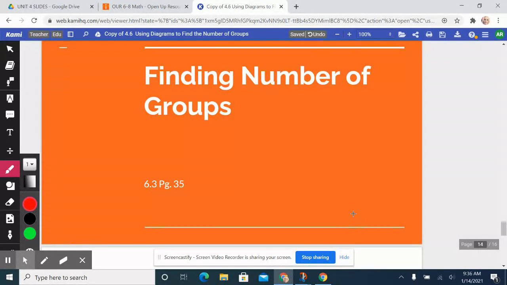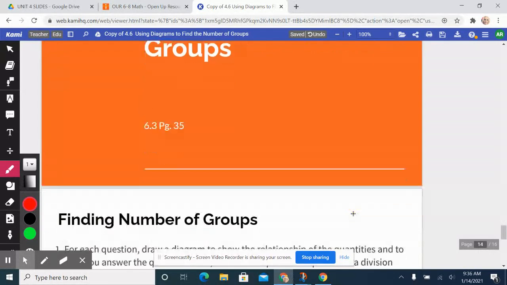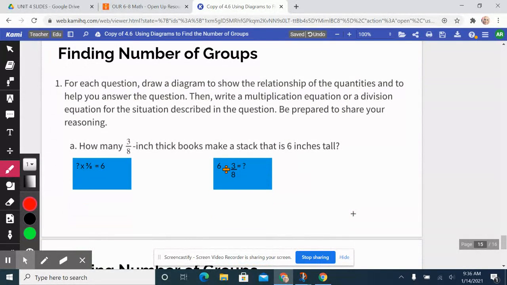So we're just making equations from a sentence. So you're on page 35, and it says finding number of groups. For each question, we are just going to be writing a multiplication and division equation, okay? So how many 3/8 inch thick books make a stack of 6 inches tall? Okay, so something times 3/8, that's from there, is 6, and that's from here. And then remember I said, whatever ends your equation, that starts the division equation. The total divided by the 3/8 makes something. So for A, you should be writing what you see in the blue.